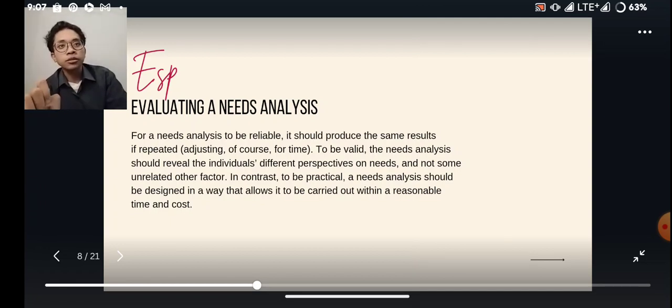within a reasonable time and cost. A full-scale needs analysis that includes all the data collection methods listed is likely to be both reliable and valid. However, there is a danger that it can become overly complex and time consuming, reducing its practical value.